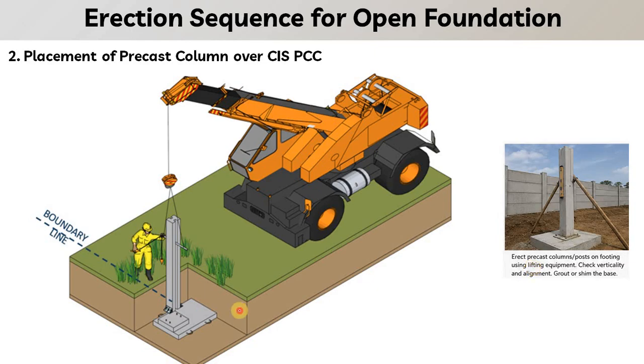Second step, after the placement of the precast footing, the column is erected above the precast footing. It can either be a single unit known as column with footing, or it can be split into two types, precast foundation and precast column. But in general practice, the feasible one is the combined one, column with foundation as a single unit, okay.